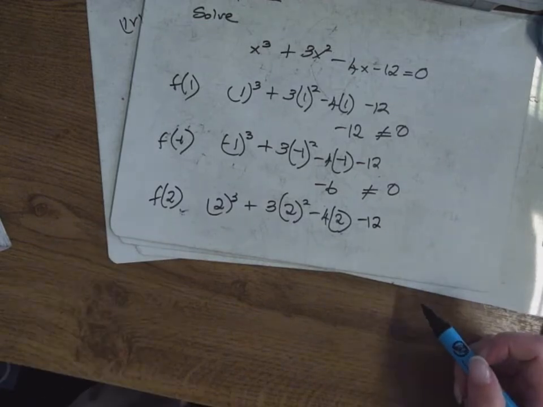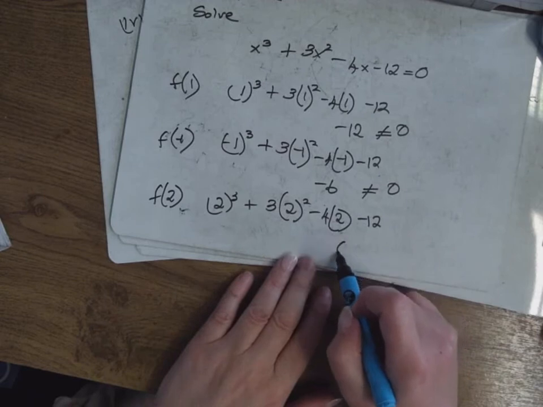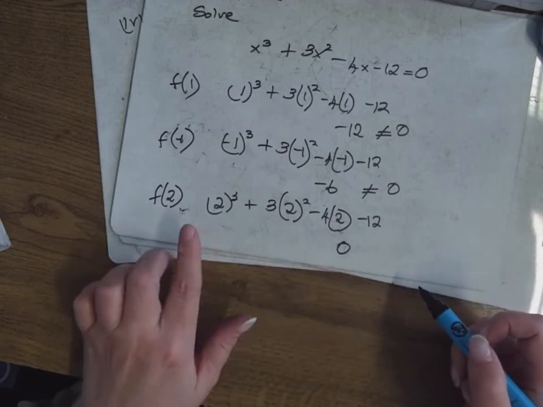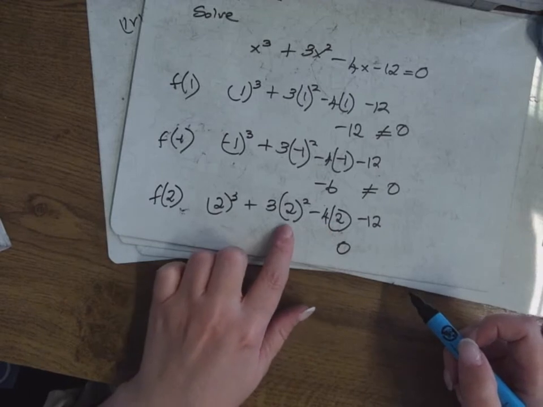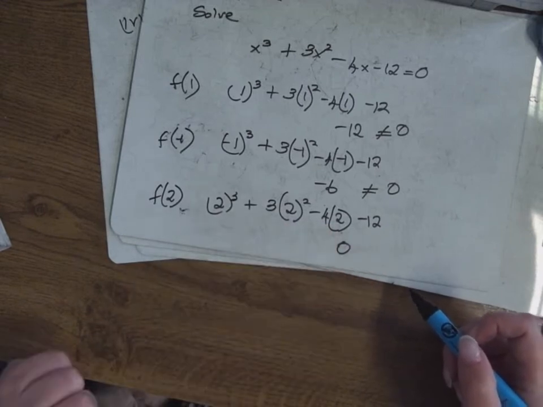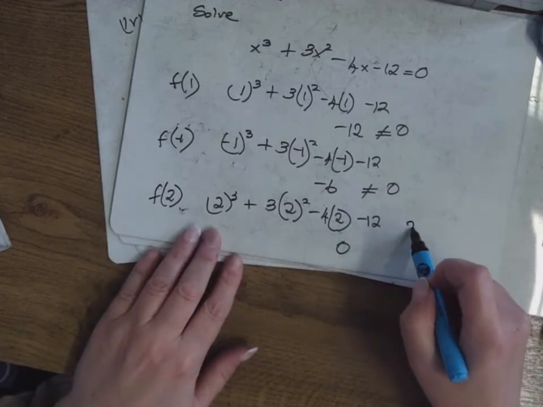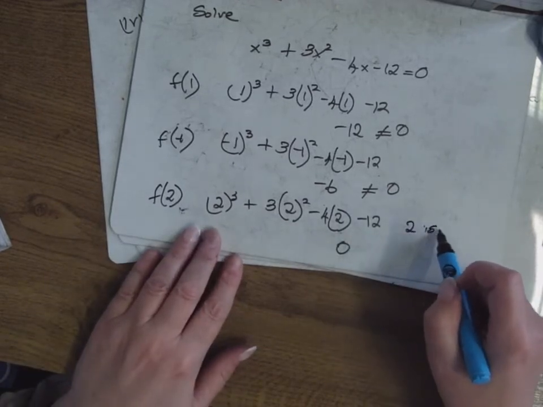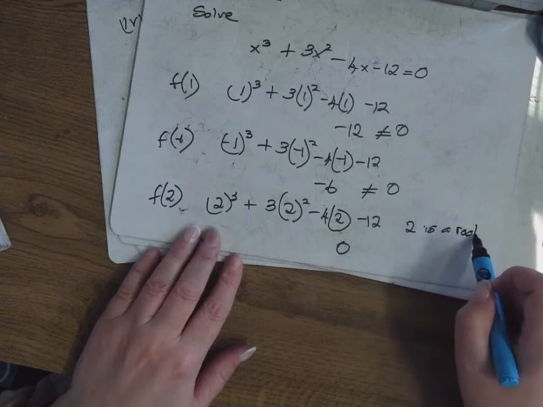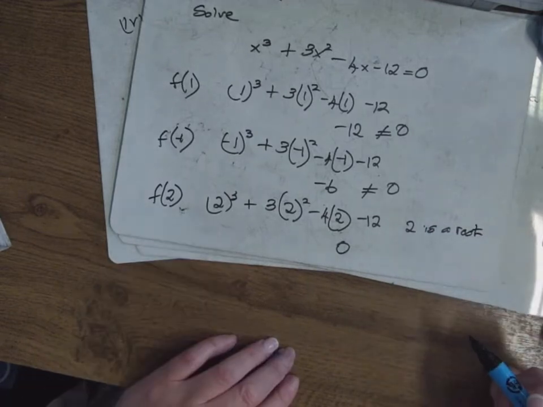But that's 8 plus 12 minus 8 minus 12. That'll give me 0, won't it? That's 8 minus 8, and that's 12 minus 12. Yeah, 0. Right, okay. So that means 2 is a solution, or a root. I'm going to write root because it's only 4 letters. So 2 is a root.